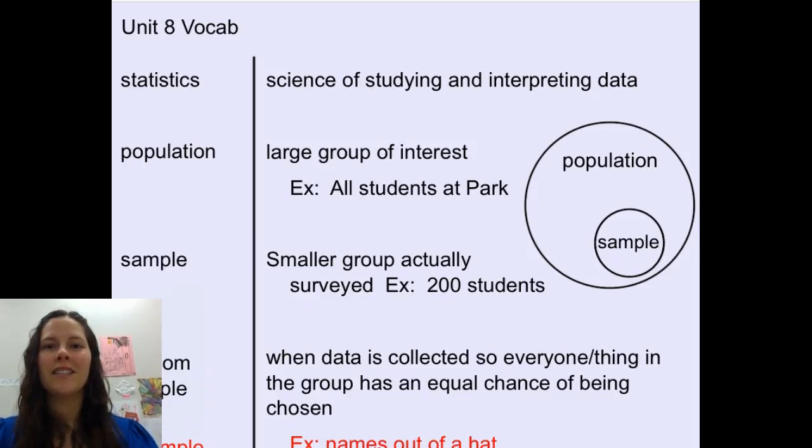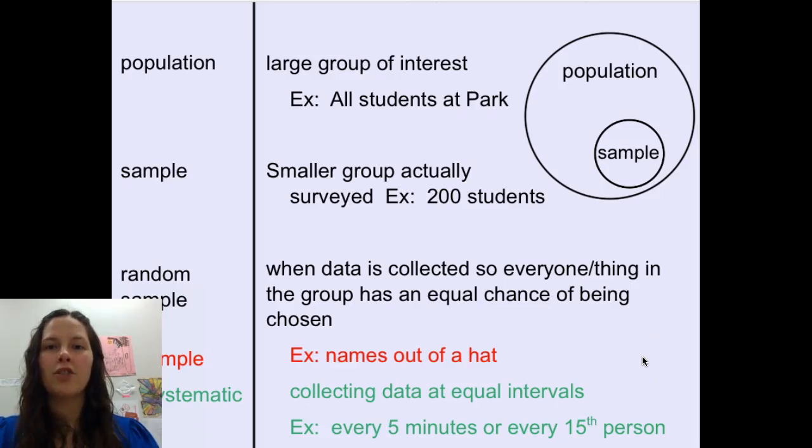Our next unit is a statistics unit, and we're going to be conducting a survey and collecting data and analyzing that data. First of all, we need to know how we can collect data in a way that gives us the best results, meaning the most accurate response for the group that we're interested in studying.